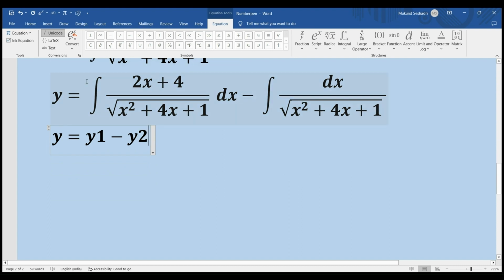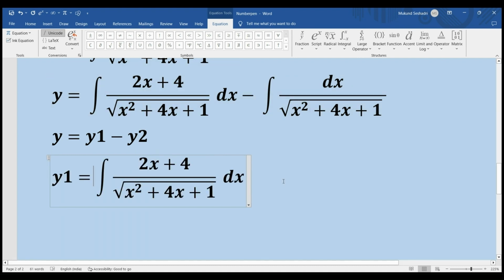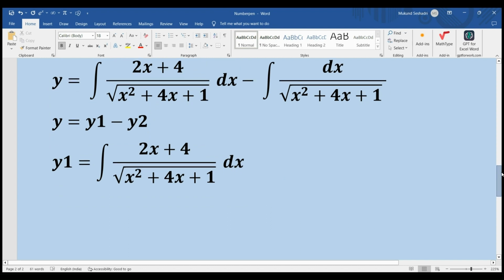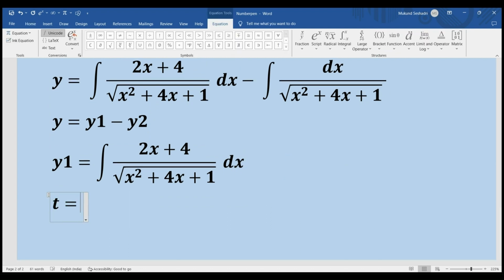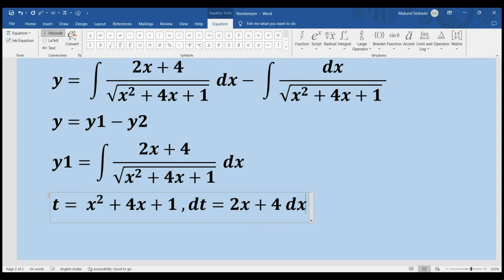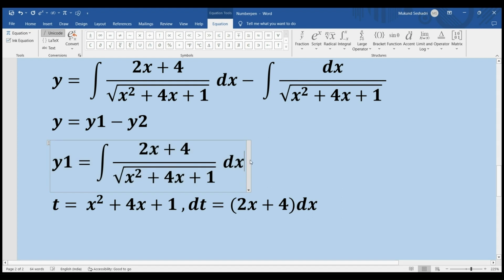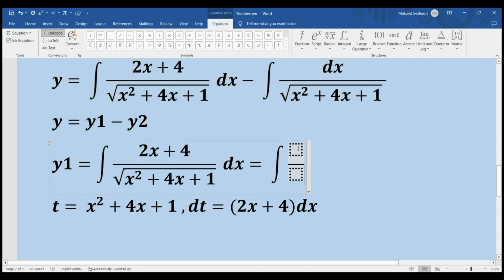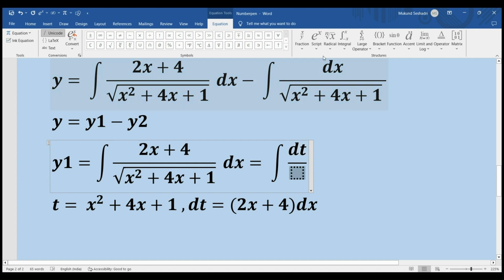So let's pick up y1 first. So this is my y1 and I can solve this very quickly using a simple substitution because I know that my 2x plus 4 is nothing but d by dx of the quadratic expression below. So I have t equals x squared plus 4x plus 1, which means my dt equals 2x plus 4 times dx. And when I go back to my y1 and put back everything in terms of t, what do I get? My first part, which is the numerator, becomes a dt, and my second part, which is the denominator, becomes a square root of t, right?